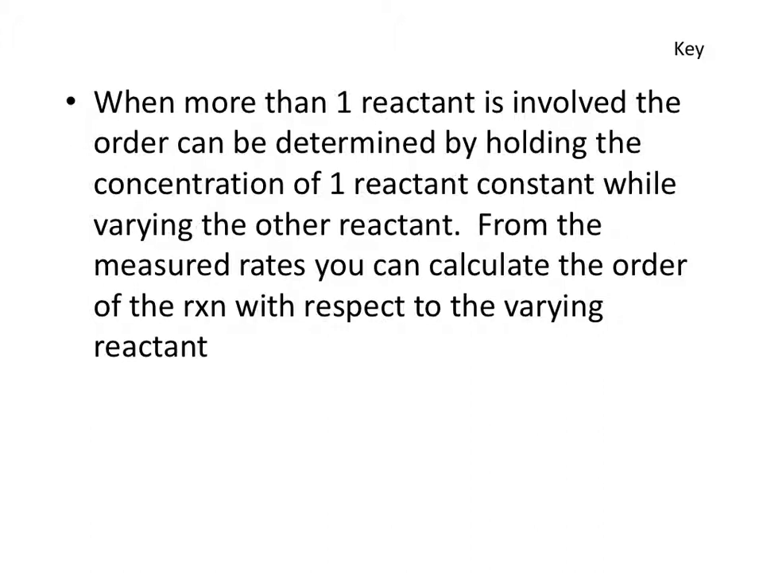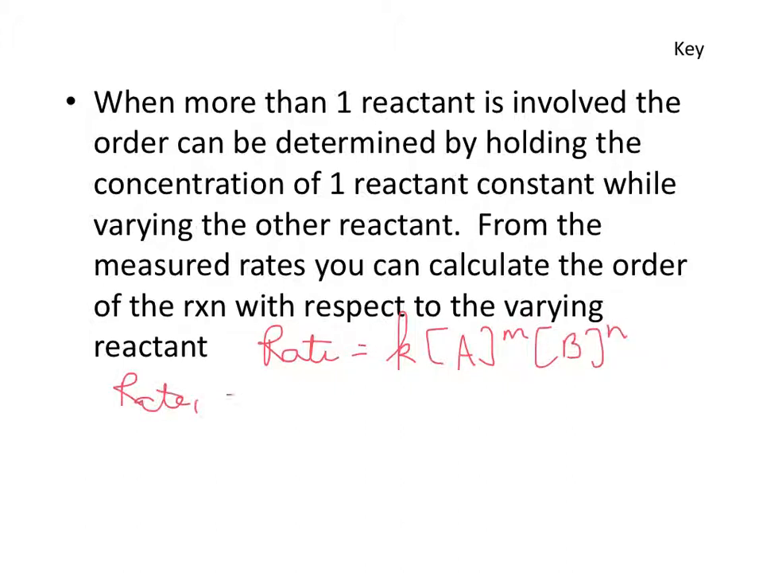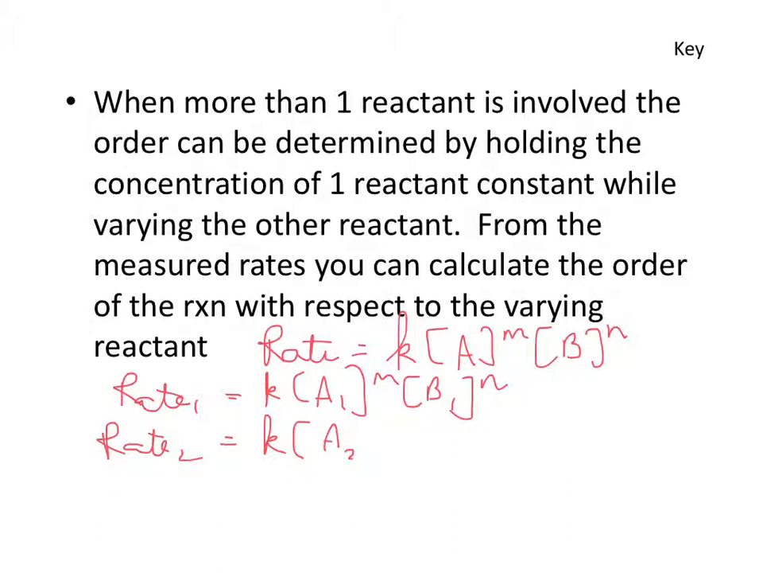Please understand that if you have a rate law that looks like rate is equal to k, A to the m, B to the n, so you would be able to write a rate 1 with 2 concentrations and a rate 2 with 2 concentrations, and essentially you would be able to take a look at the values that are given to you. Again, those are going to be experimental values.